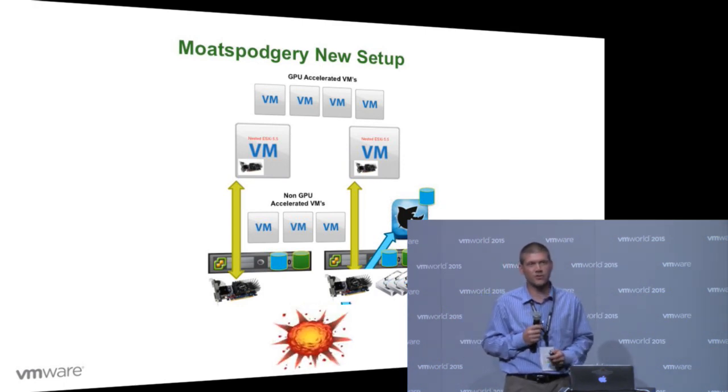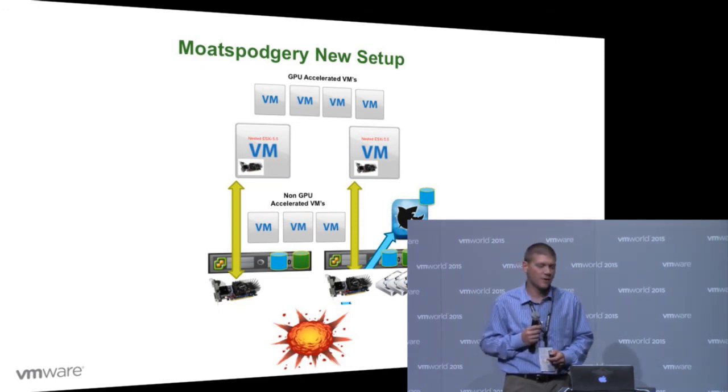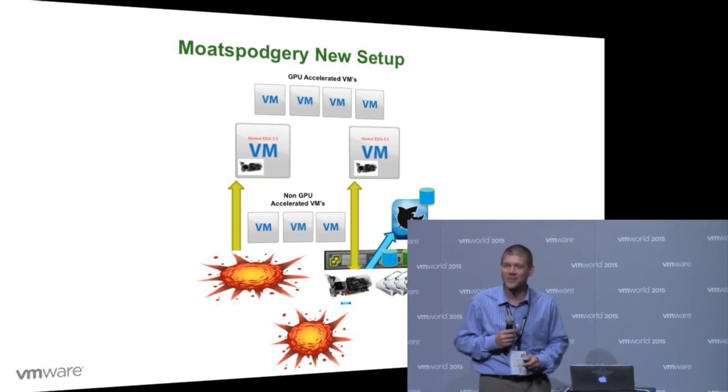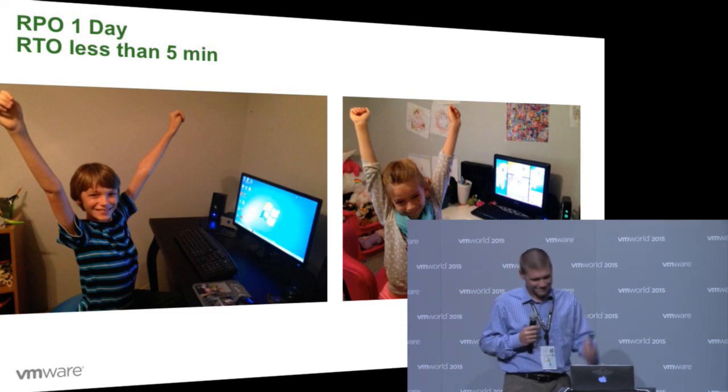So now if I have a storage failure, all I have to do is repoint. I go through an outage, of course, in this case, but I get to repoint and I'm back up within 5 or 10 minutes for the kids. And if I have a host failure, everything HAs over to the other host and continues to run. So, there we go, an RPO of 1 day and an RTO of less than 5 minutes to get things repointed. And my kids are happy.